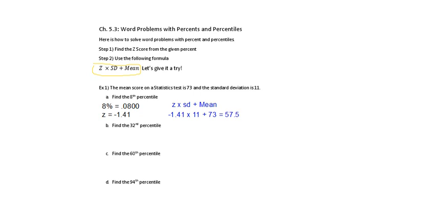Okay, let's do the same thing for 32%. 32% is the same as 0.3200. And the z-score for 0.3200 is negative 0.47. Let's use the same formula and see what happens. So we're going to do negative 0.47 times 11 plus 73. And that is equal to 67.8.